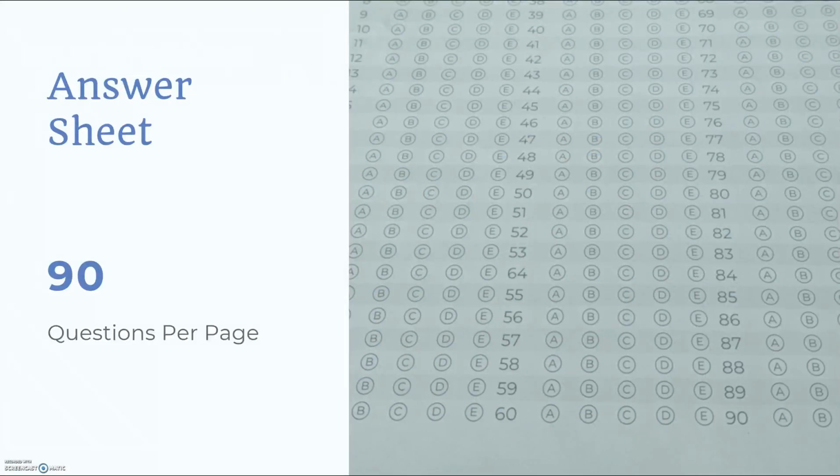They have a standard 90 question answer sheet, and you can have up to 5 multiple choice options. So it has A through E as your potential options for these 90 multiple choice questions.